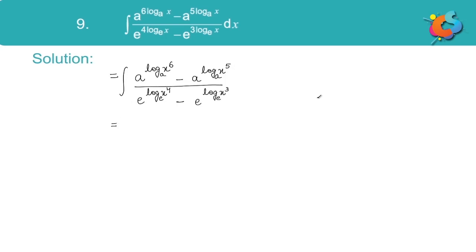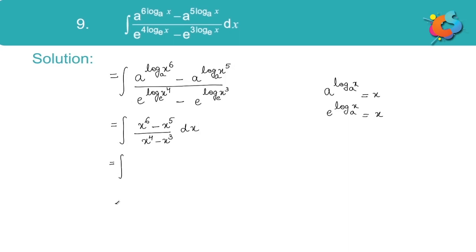Now here I can write a to the power of log x base a as x, and in the same way e to the power of log x base e as x. Using both the properties, the first term becomes x power 6, the second term is x power 5. In the denominator, it reduces to x power 4 minus x cube. We will integrate this with respect to x.